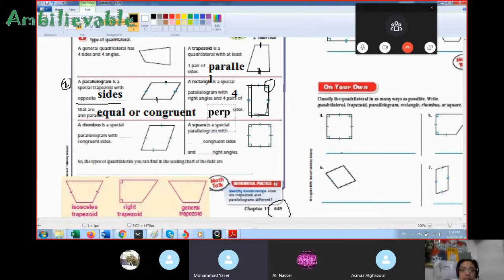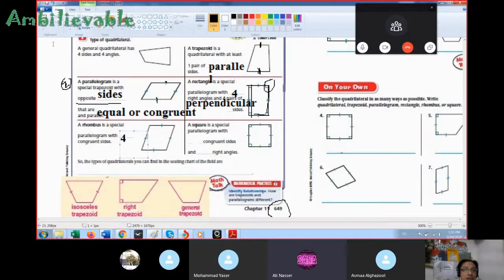Mister, what is written in the rhombus? Wait, we are still in the rectangle. Perpendicular. Okay, I'm going to put perpendicular? Yes, for the rectangle. Now, rhombus. Special parallelogram with four congruent sides. They are four. One, two, three, four.